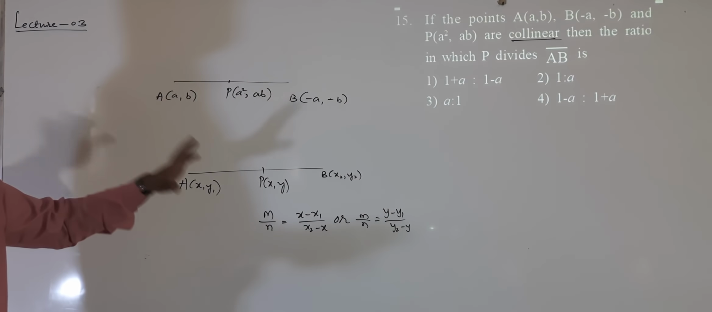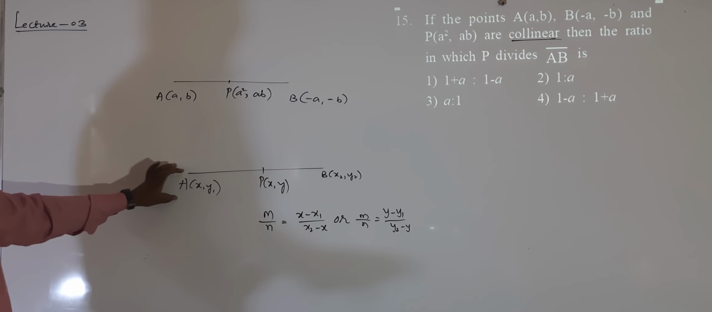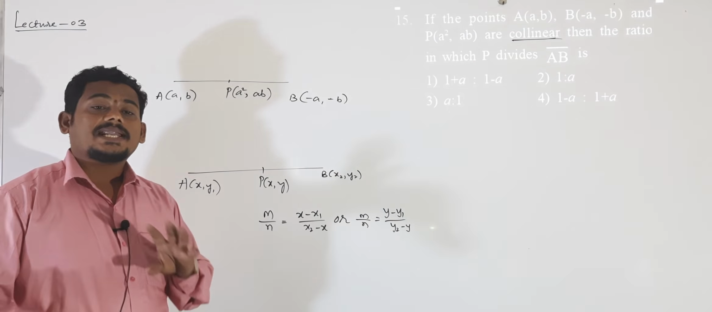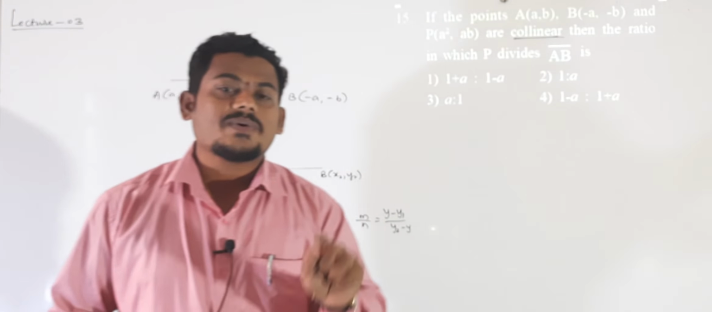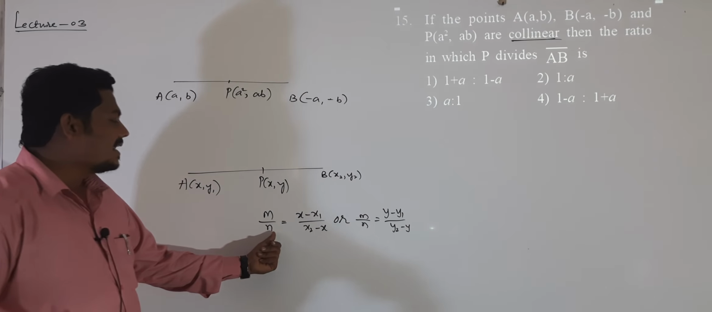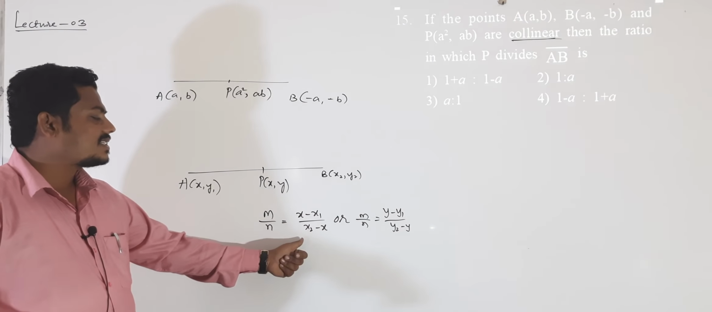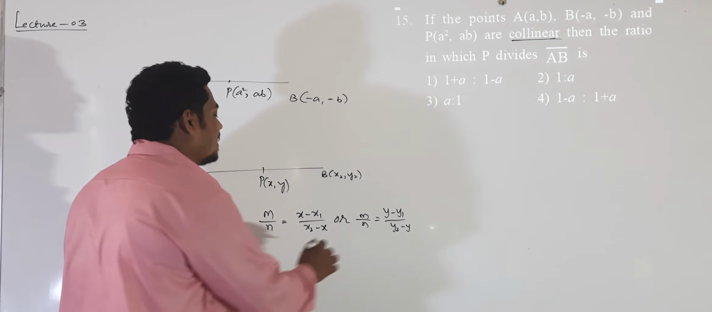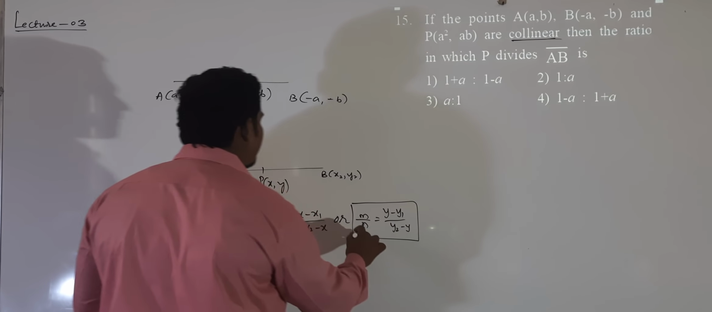Suppose they ask the ratio, and clearly the coordinates of A, P and B are given. Then in what ratio does point P divide the line joining AB? M is to N is equal to (x minus x1) divided by (x2 minus x), or you can use either the x coordinate or the y coordinate. You get the same answer.